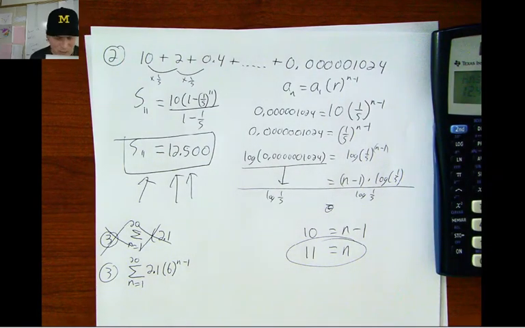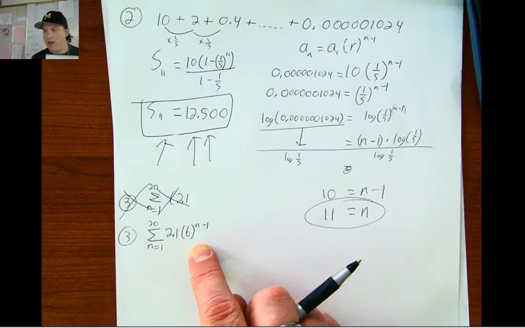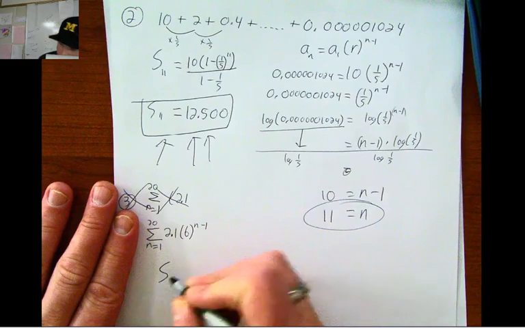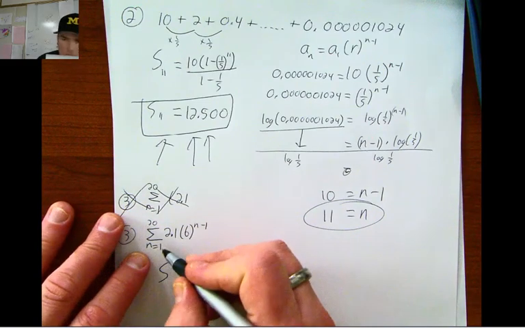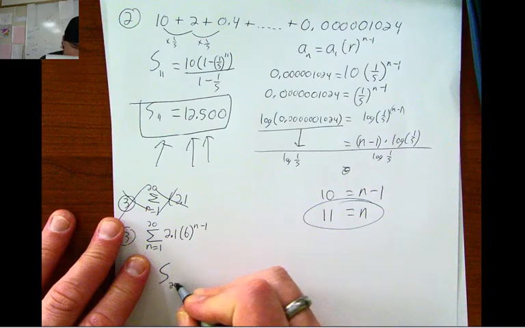Okay, next one. What do you do when they actually give you a sigma notation that is already in geometric mode? Just use the formula. Sn, it's going from 1 to 20, so there are going to be 20 numbers in this series.